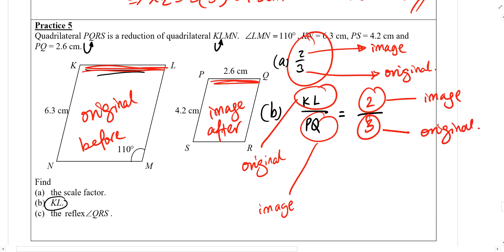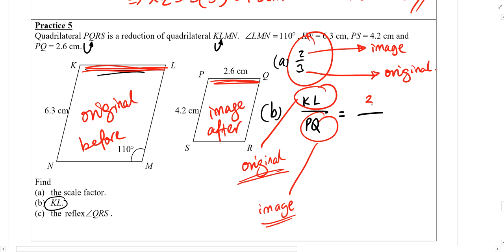So we must know that since it got smaller, then the original must be bigger. So since my original is now placed on my numerator, my image is placed in my denominator, then I must switch this around. 3/2. Then PQ, we know that it is actually 2.6. Then we can solve for KL already, which I will not show that part. This is one way to do it.